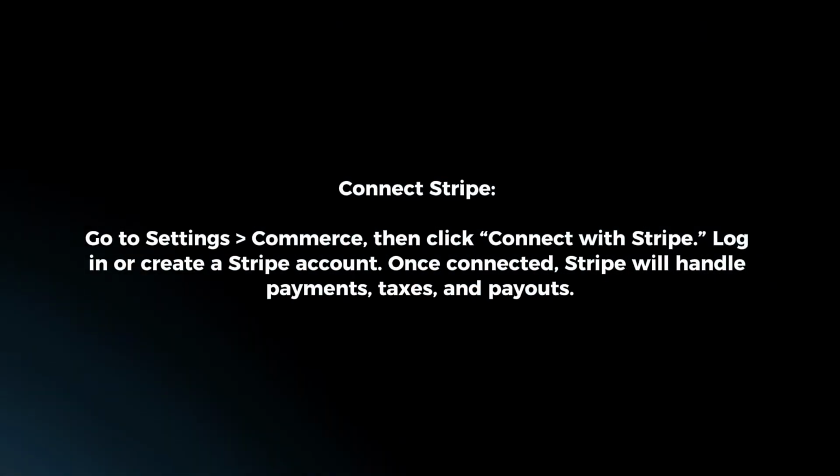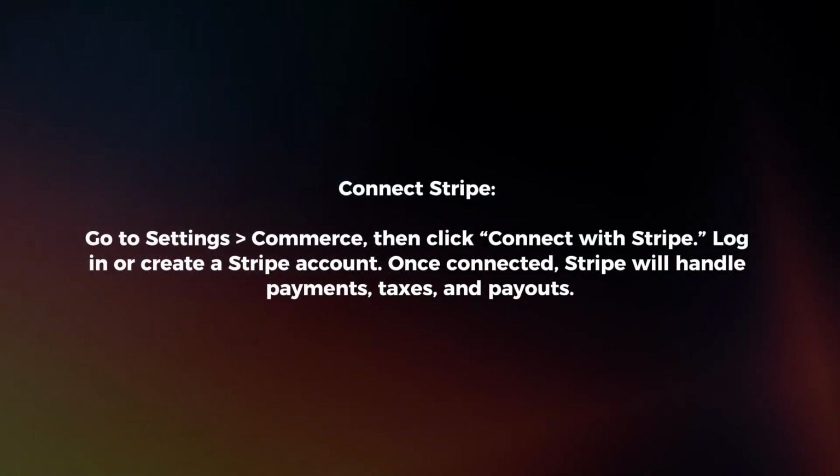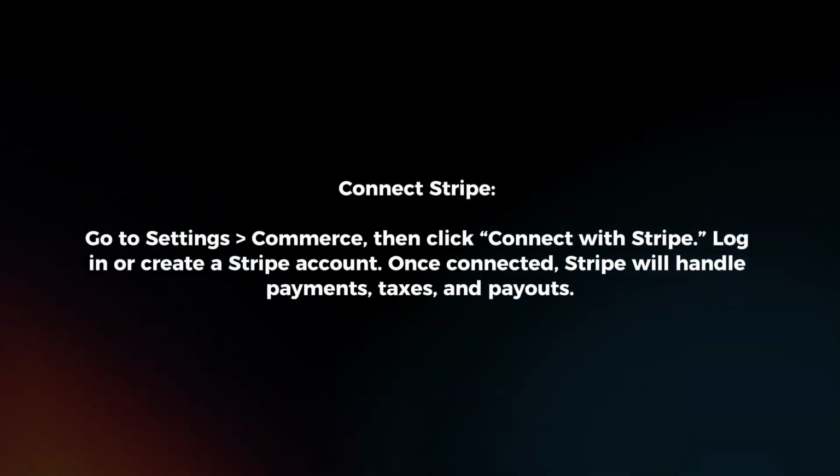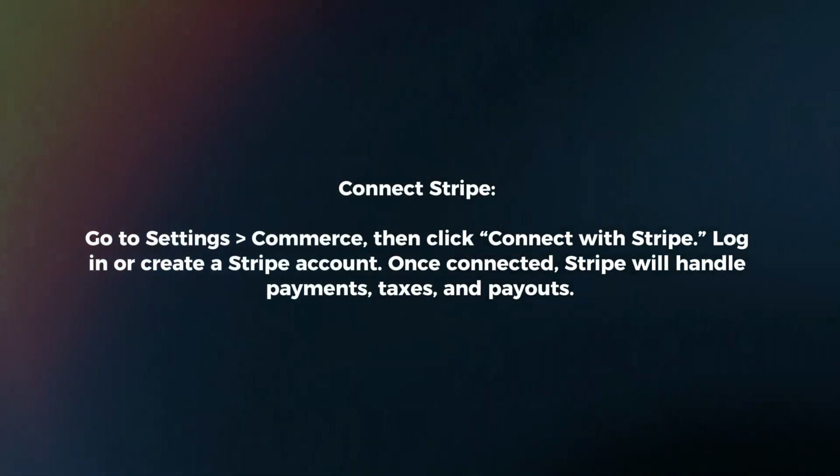Connect Stripe. Go to Settings, Commerce, then click Connect with Stripe. Log in or create a Stripe account. Once connected, Stripe will handle payments, taxes, and payouts.